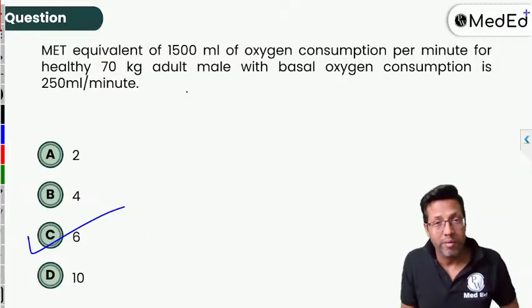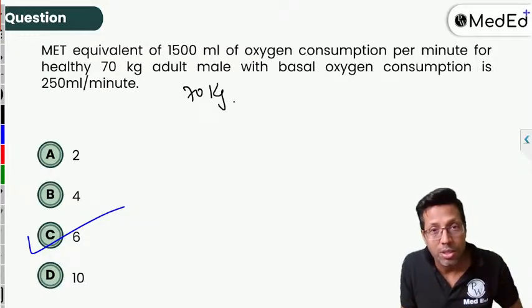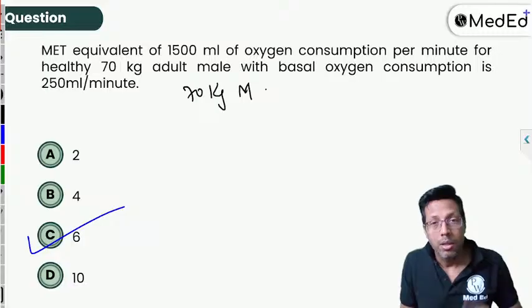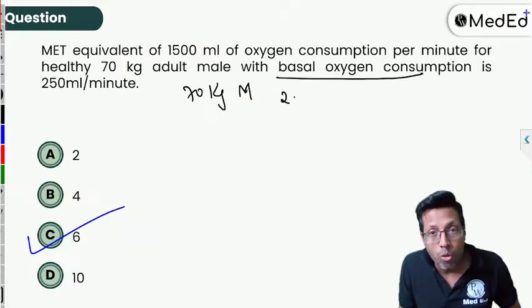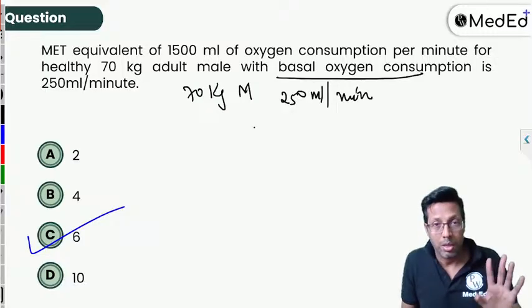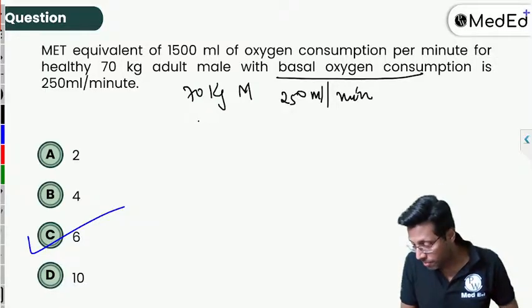So what has happened? They've given there's a 70 kg adult male. This male has a basal oxygen consumption of 250 ml per minute. Okay, matlab if you take basic maths.